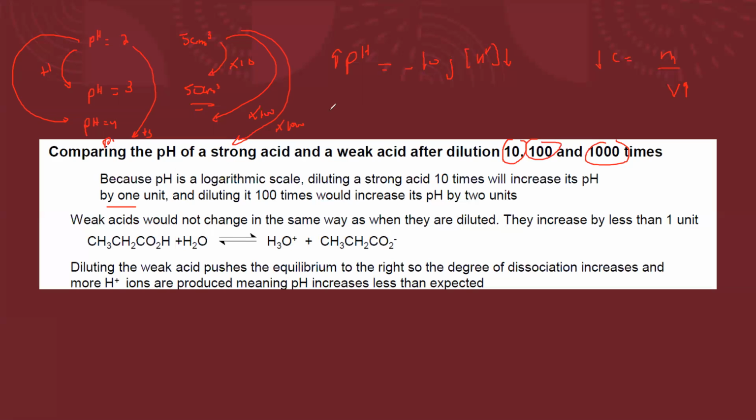Why for weak acid is it not equal to 1, but less than 1? Because weak acids already have a very small hydrogen ion concentration. So dilution does not make too much difference, only a very small difference, to the hydrogen ion concentration. That's why the pH will not change at the same rate as for strong acids. Is it clear?